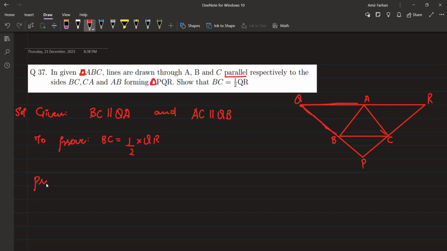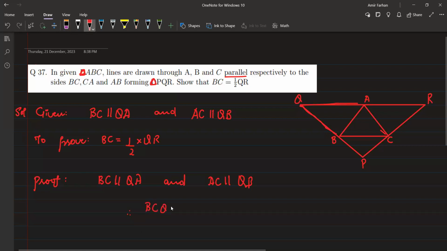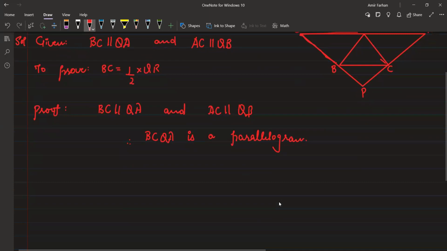Okay, so let's come to the proof. BC is parallel to QA and AC is parallel to QB. So can I write BCQA is a parallelogram? Yes or no? Yes. Opposite sides are parallel. If a pair of opposite sides are parallel, it means that it's a parallelogram.